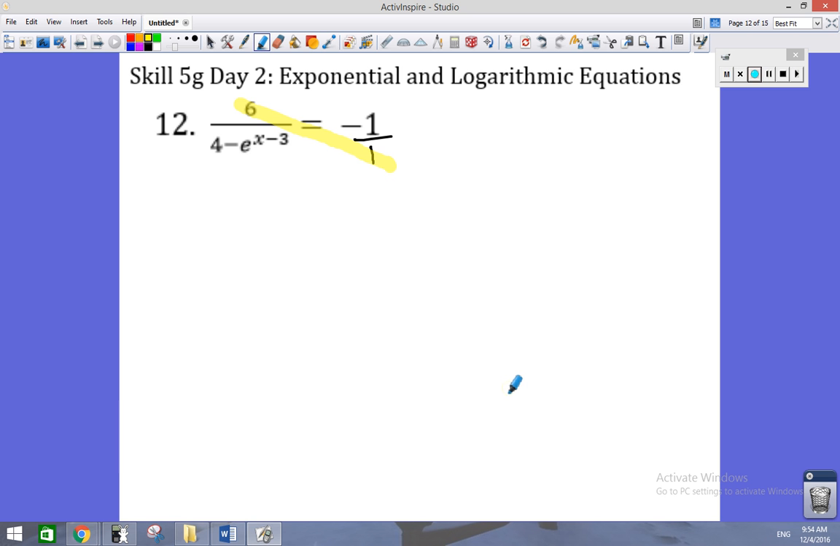So when I multiply along this diagonal and then I multiply along my other diagonal, I can set the two products equal to each other. So the 6 times 1 is 6, and negative 1 times this guy. I could have just changed the order of the subtraction. It's the same thing as multiplying it by negative 1. So let's do that.